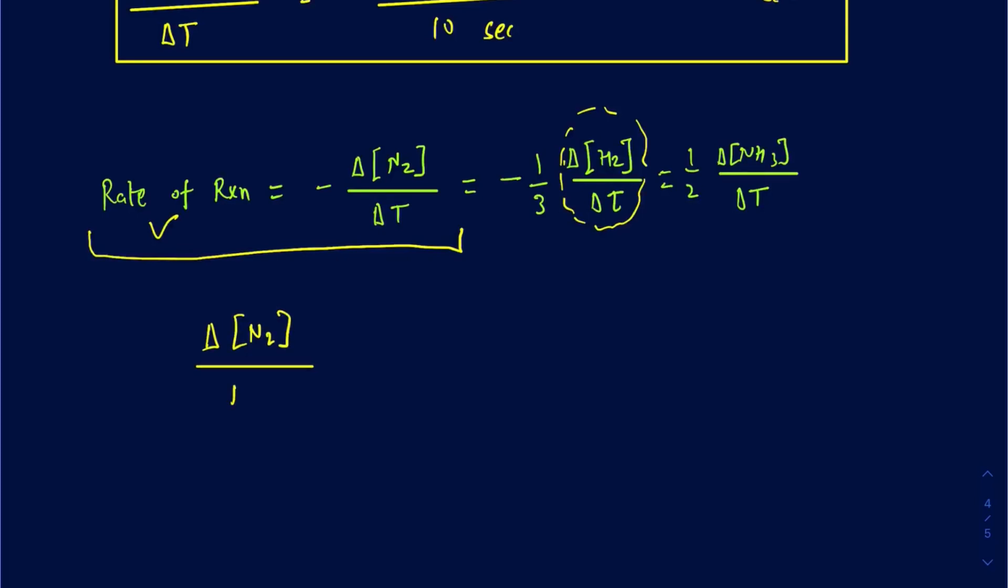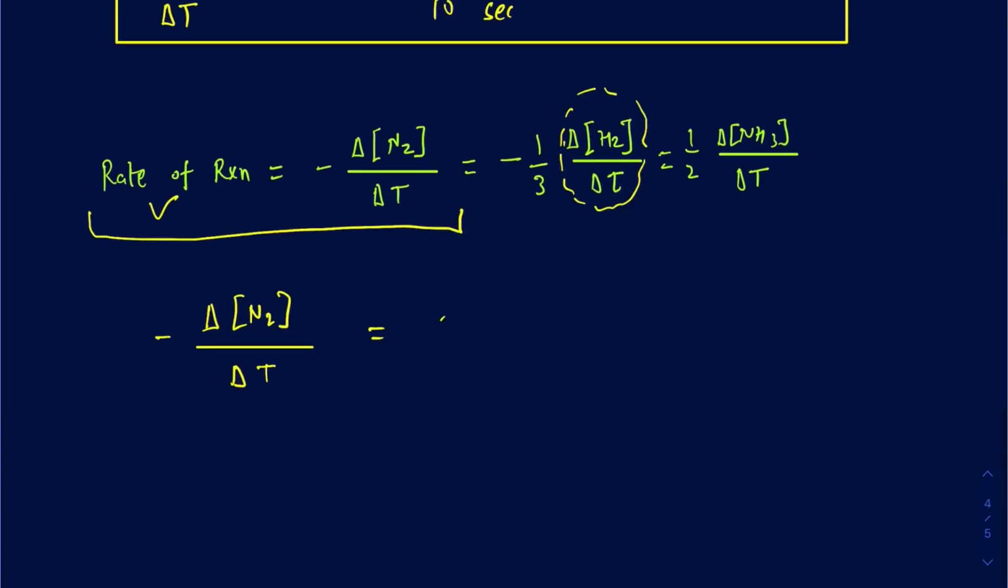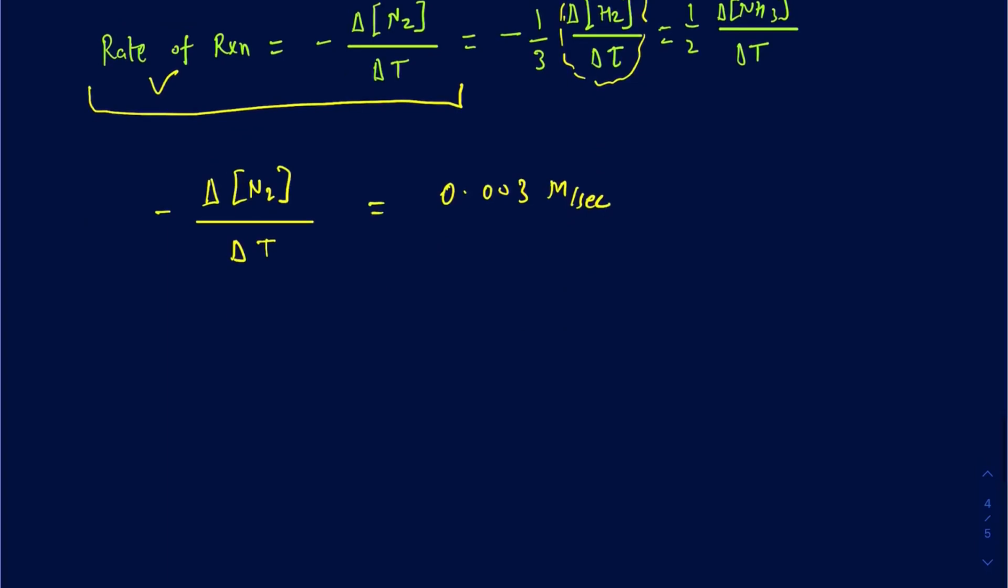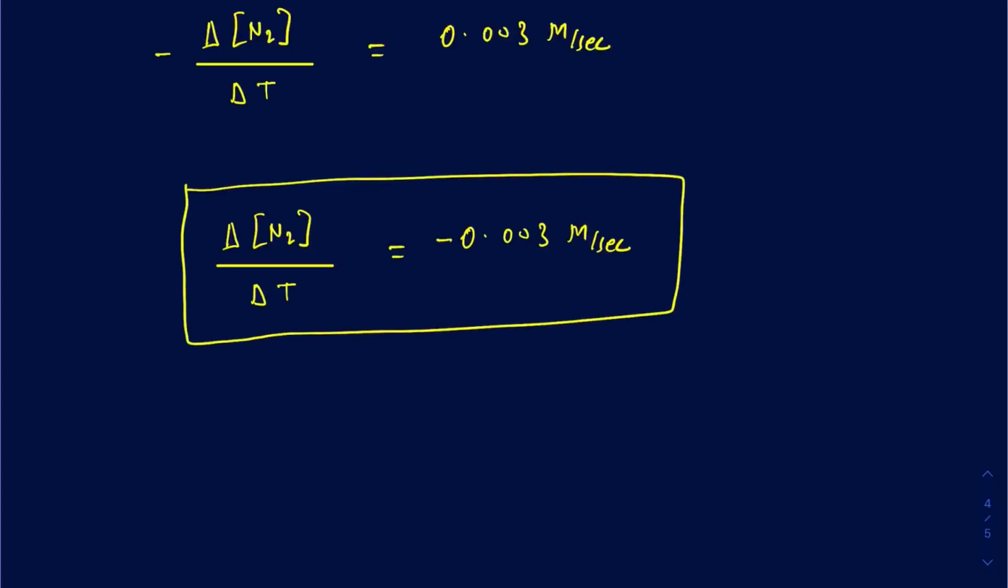So divide that by delta T, so there's a negative sign, and the rate of the reaction that we just calculated was 0.003 molar per second. So if I rearrange this and get the negative sign on the other side, then it's going to be negative right there. So that's going to be the rate of disappearance of N2.